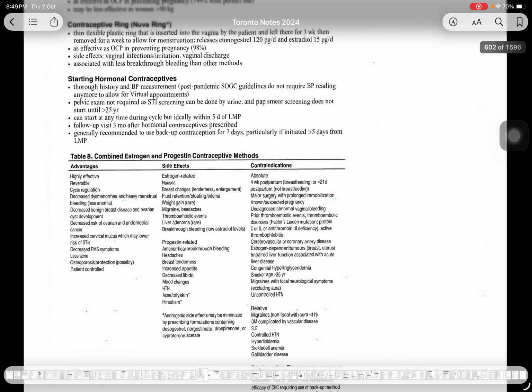Starting hormonal contraception: thorough history and blood pressure. Let's say a patient is there and she wants to know about contraception. My approach is to take the history first, and my questions are relevant to cardiac history, migraines, any history of breast cancer, and any history of bleeding disorders, because hormones are associated with increased risk of all these things. So, thorough history and blood pressure measurement, because blood pressure is ultimately related to cardiac conditions as well.